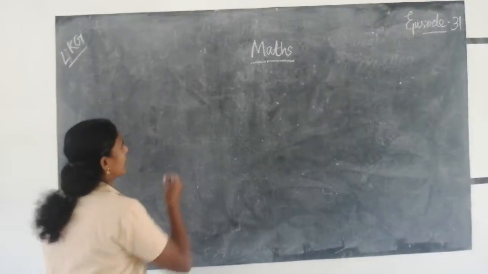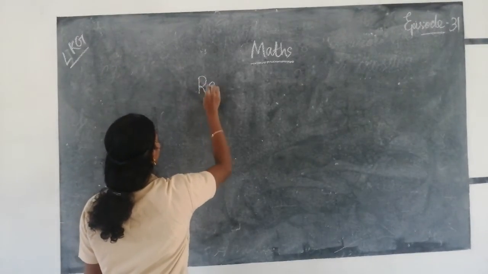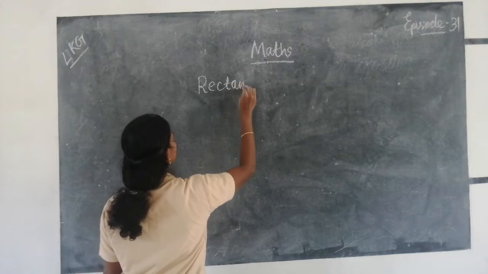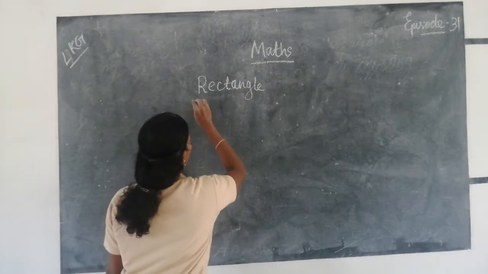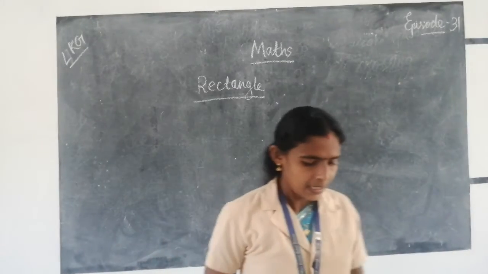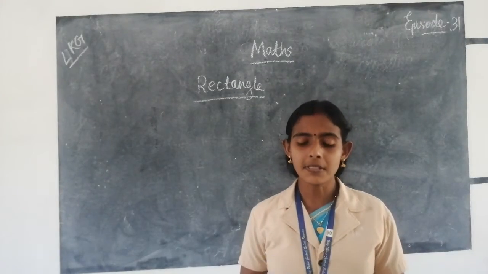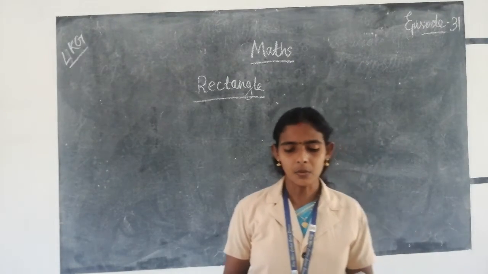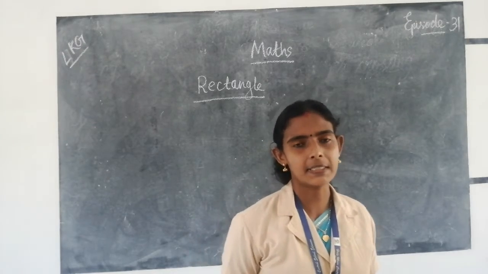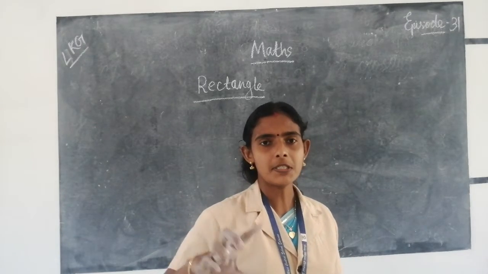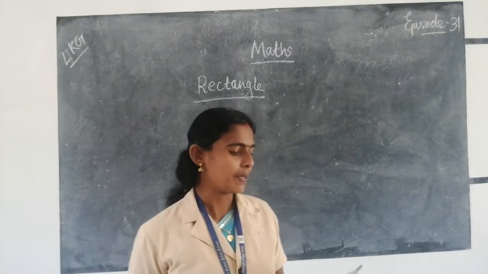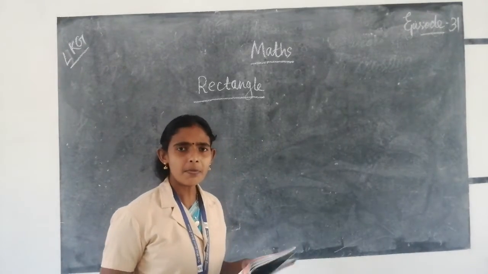Say rectangle. The rectangle has four sides and the length of the two sides is the same. Opposite two sides of length are same. The rectangle has four sides.